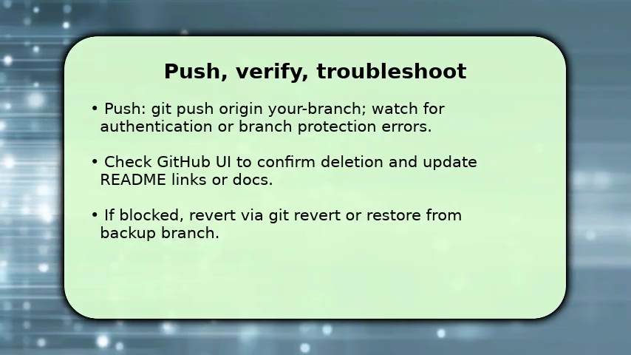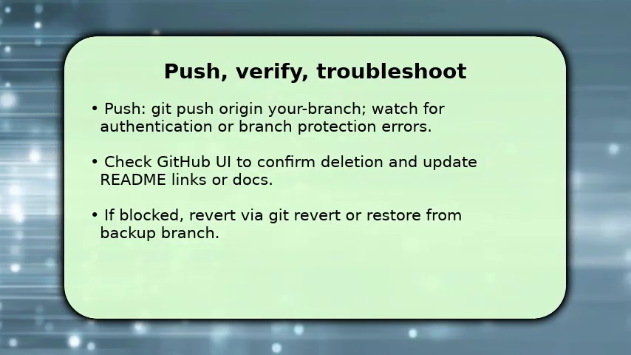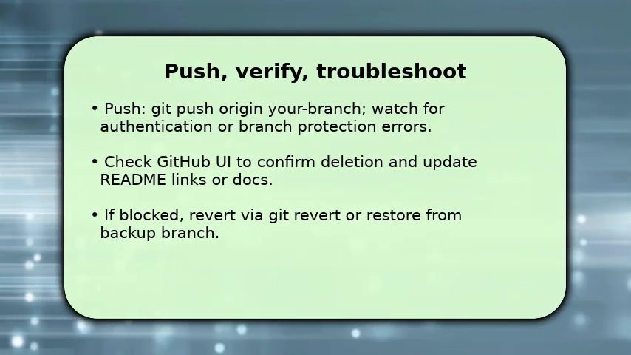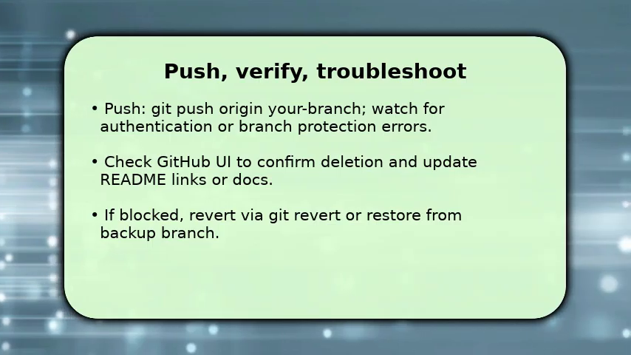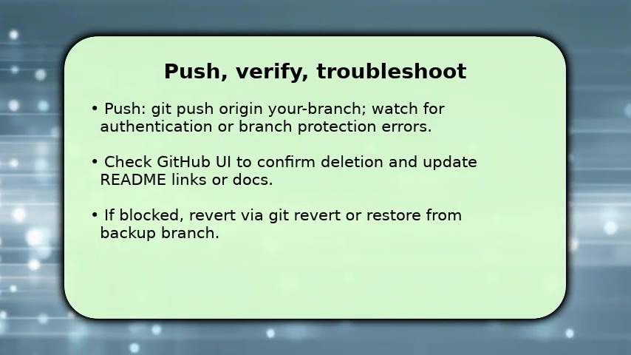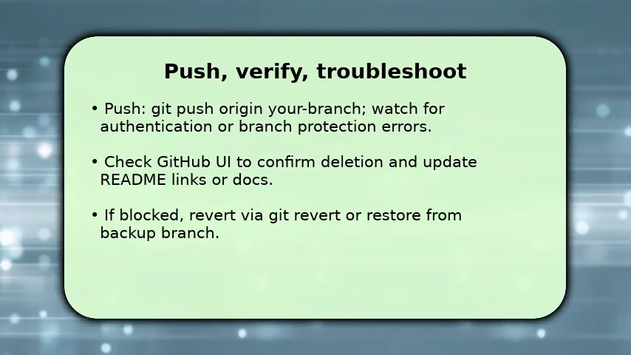Once pushed, verify on the GitHub web UI that the README is gone and update any documentation or links referencing it. If something goes wrong, you can revert the commit or restore the file from your backup branch. That way, you recover history while keeping the repo.